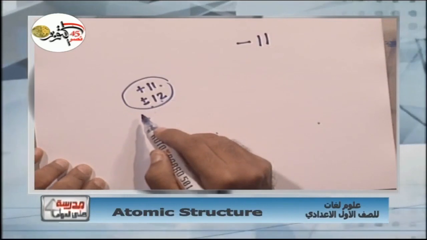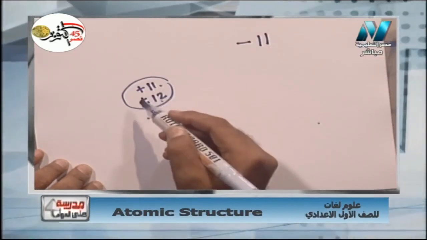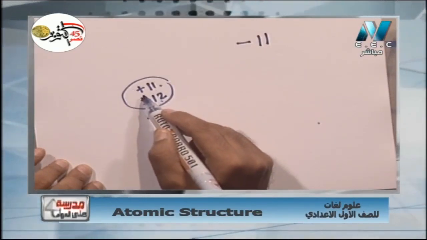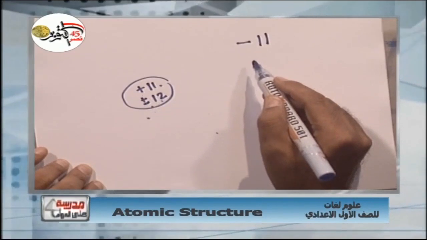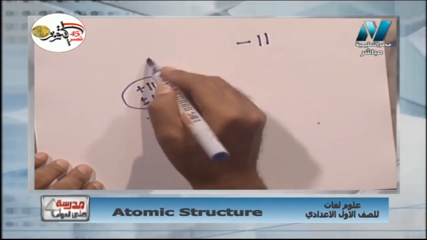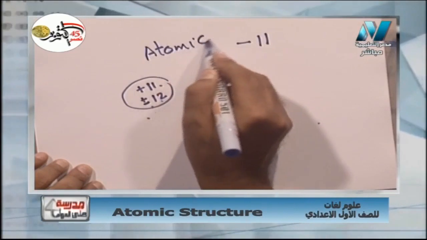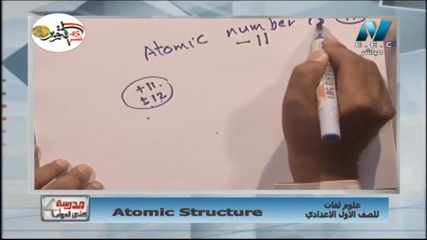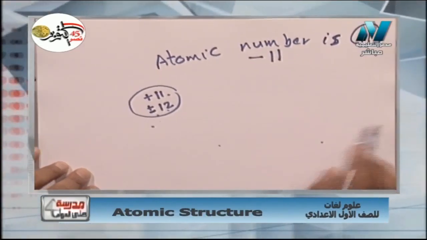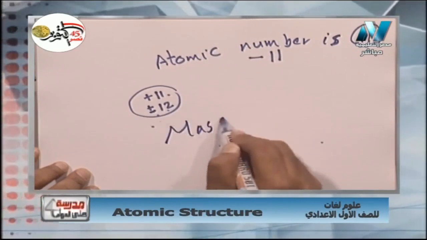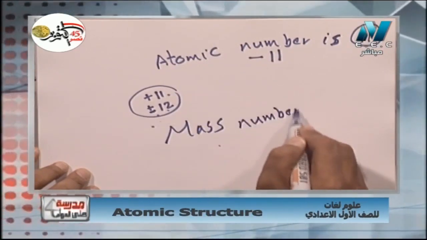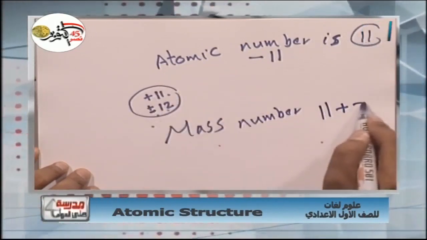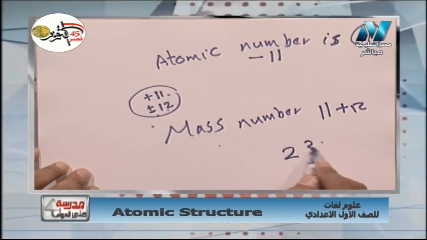So what's meant by the atomic number here? What's the atomic number? The atomic number is 11, because atomic number means the number of positive protons or negative electrons in the atom. And what's the mass number? The mass number is the sum of the number of protons plus the number of neutrons. So it will be 23.